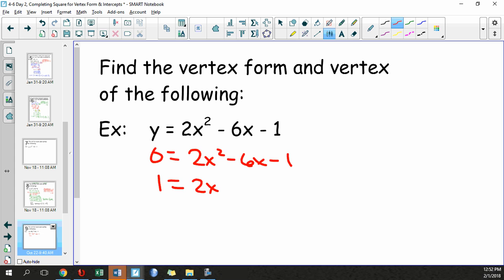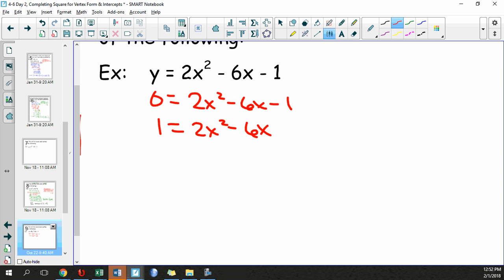1 is equal to 2x squared minus 6x. Check your leading coefficient, which is your a value. What is it? A 2. I have to pull that out by doing what operation? Division. 2 divided by 2 is a 1x squared. 6 divided by 2 is 3x. Then what? Sidebar.